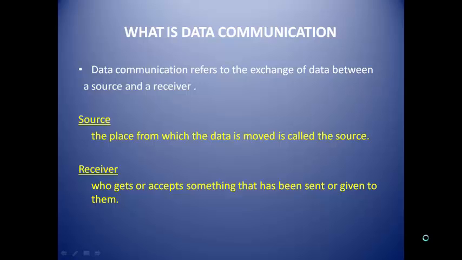First of all, let's see what is data communication. Data communication refers to the exchange of data between a source and a receiver. Source: the place from which the data is moved is called the source. Receiver: who gets or accepts something that has been sent or given to them. So, this communication happens between someone called source and another one called receiver.